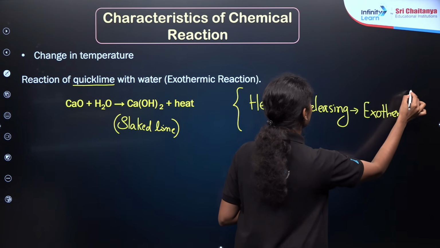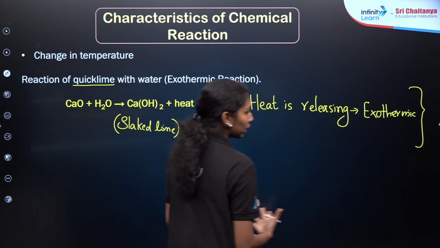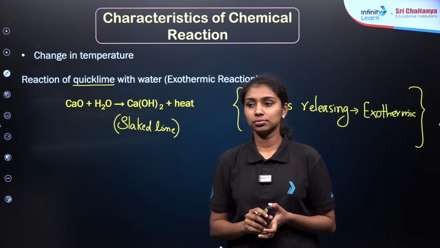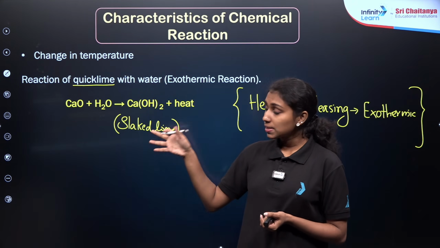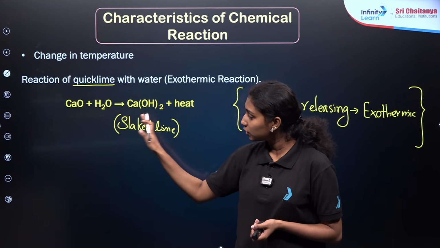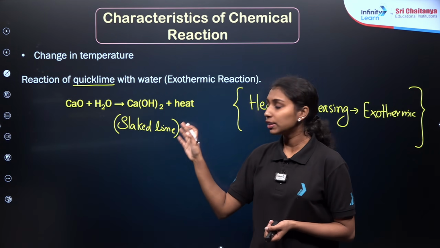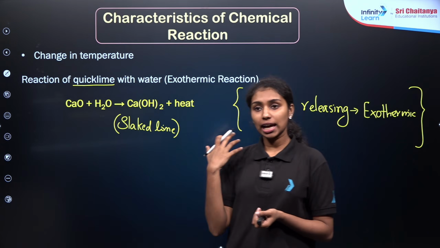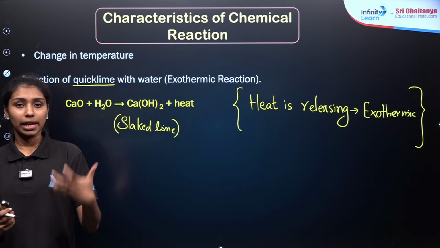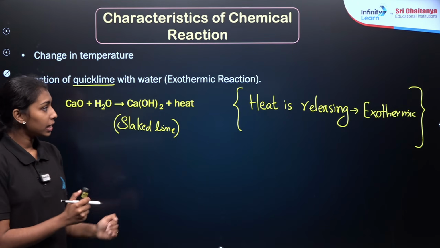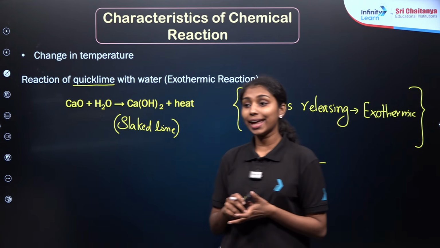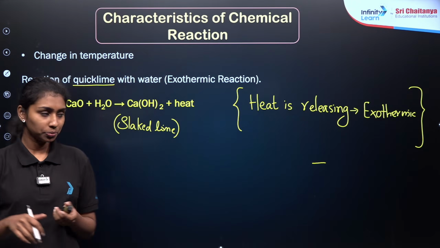Then what we will call it is a reaction that is absorbing the heat. So this is the type of reaction in which the change in temperature happens. Whenever we are discussing the reaction of quicklime with water, it will form slaked lime along with heat, right? Heat is releasing. If the reaction has heat releasing, it will be called an exothermic reaction, heat released. If any reaction in which heat is absorbed, such types of reactions are known as endothermic reactions.